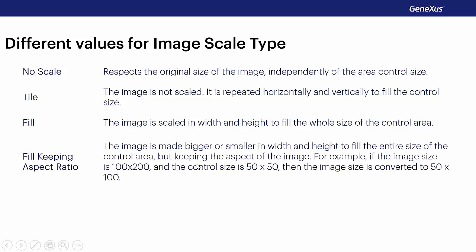Fill keeping aspect ratio. This is similar to fill, but the image will always keep the same width and height proportions. In this way, the image is never skewed. For example, if the image size is 100 by 200 pixels and the control area size is 50 by 50, the image will be converted to 50 by 100 pixels.